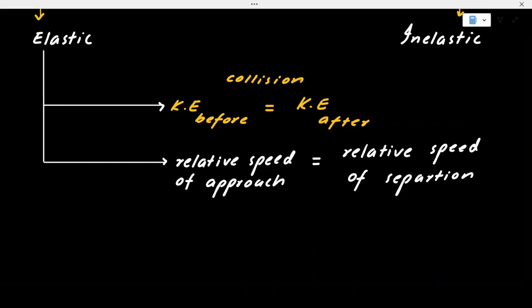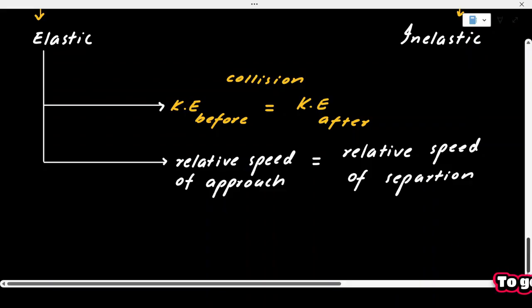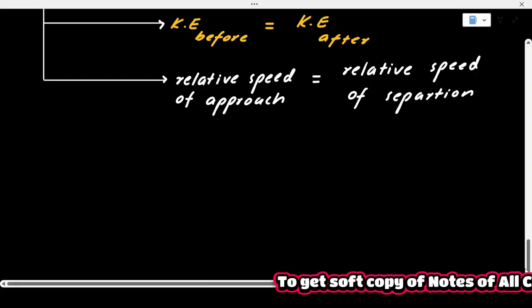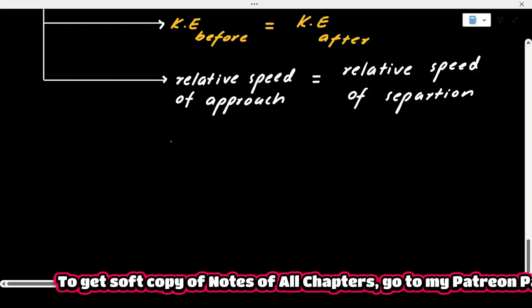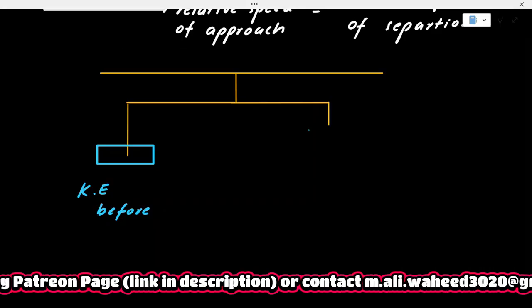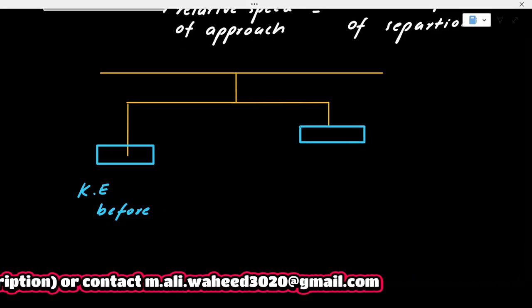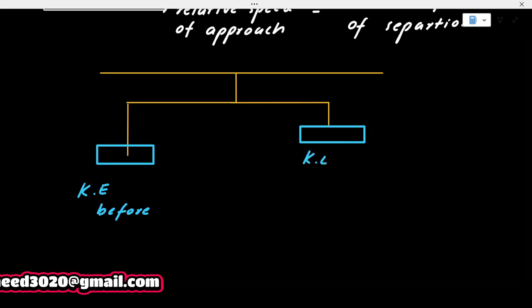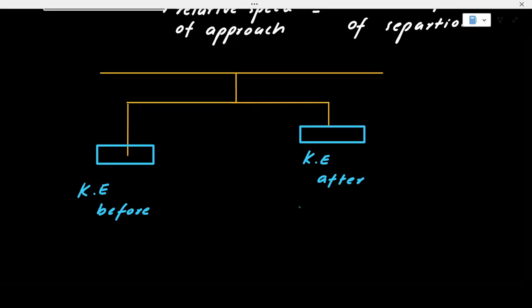So what does that mean? It means we'll find the kinetic energy of the two bodies before the collision. We'll simply add them, and then we'll find the kinetic energy of the two bodies after the collision. If the kinetic energy after the collision is less than the kinetic energy before the collision, it is an inelastic collision. It's never greater, by the way.